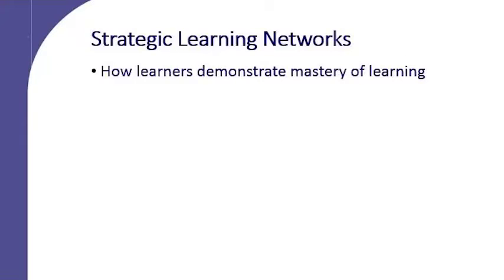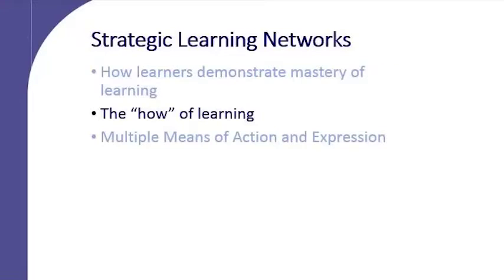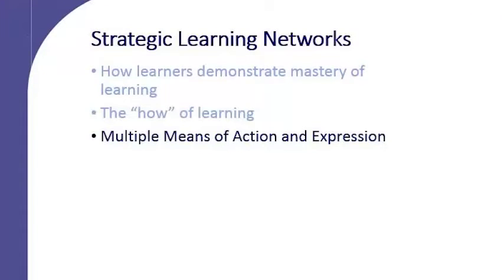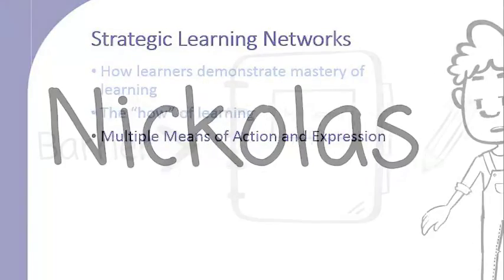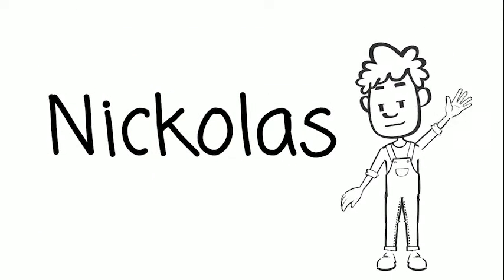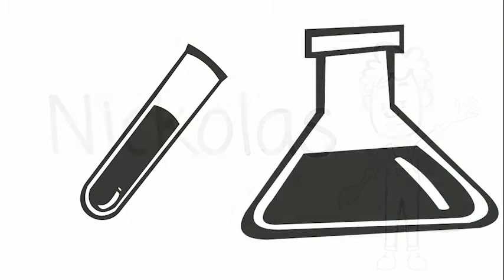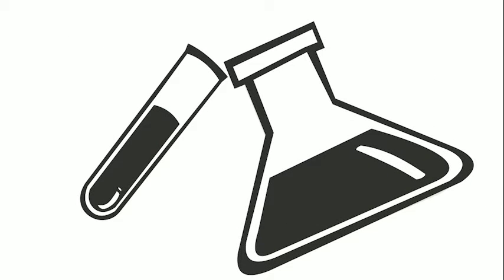The strategic learning network relates to how people demonstrate mastery of learning, how they organize and express ideas, in other words, how they express what they've learned. To address the strategic network, learners should answer the how question. How will they organize and express what they learn, and how will they demonstrate mastery of learned concepts and skills? As you know, many learners are able to express themselves more skillfully in one medium than they are in another. Take Nicholas, for example. He was able to complete the experiment and explain it verbally to his teacher, but it was difficult for him to write about it.